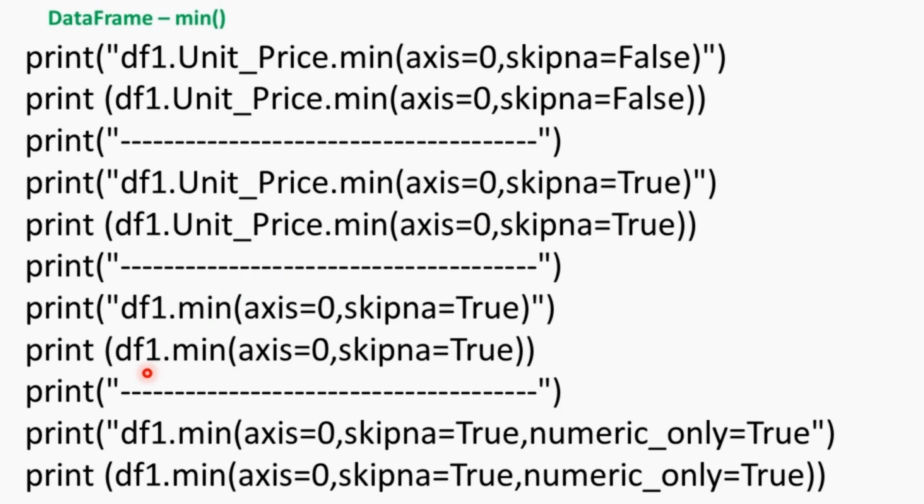In this command we have written data frame name dot min, axis equal 0 comma skipna equal true. Here we have not given any particular column. It means it will find the minimum value for all the columns and it will skip NaN values. It will ignore those values. In the next command we have written data frame name dot min, axis equal 0, skipna equal true, numeric_only equal true, means only numeric values will be used to find the minimum values. NaN values will be skipped and along the rows it will work.